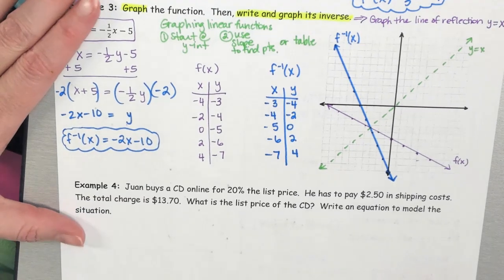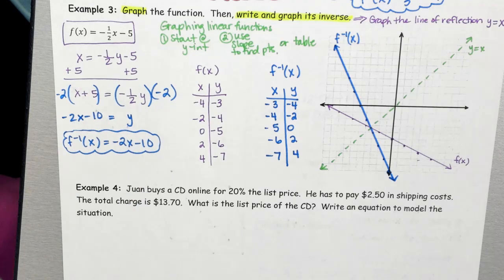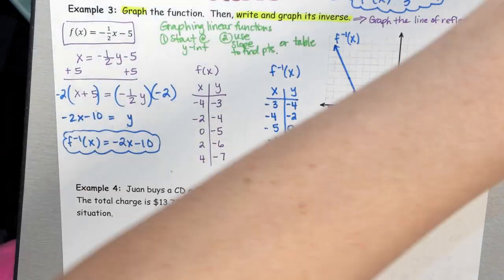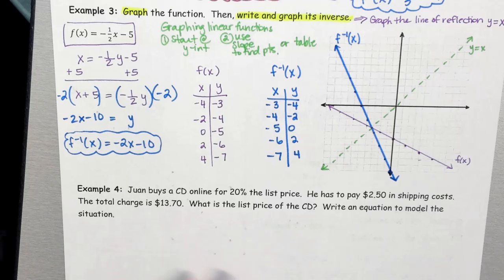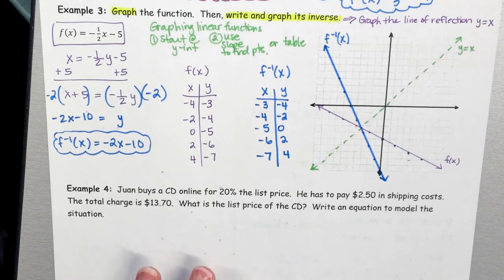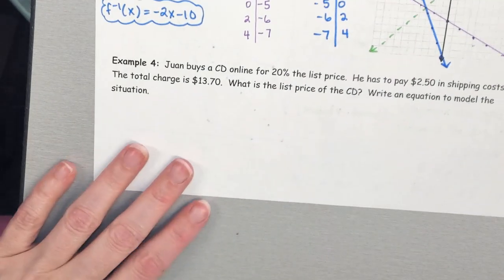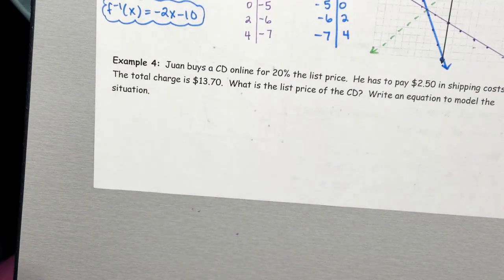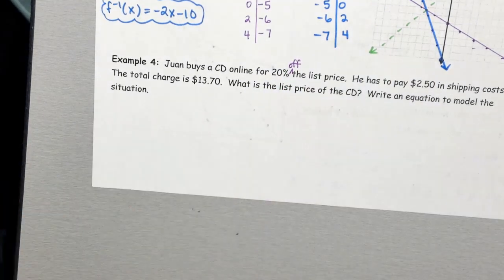All right, so in the last one, this is a story problem application. You are going to have a story problem application on your homework, but they give you the equation and you just have to solve to find the inverse. So I'm going to help you come up with the equation for this one that we're doing, and then we'll solve it together. Okay, and then this one is missing a word. So this should say, one buys a CD online for 20% off the list price.